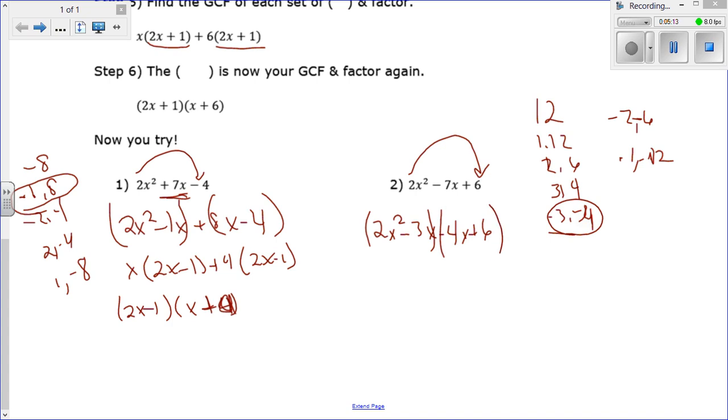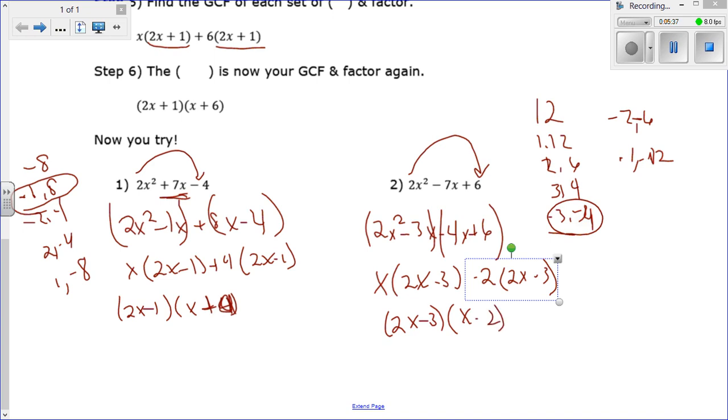Group. First set has an x in common, so I'm left with 2x minus 3. Second set has a 2 in common, and a negative 1 at that, so it's negative 2 times 2x minus 3. My parentheses match, which is a good thing, so they come out in front. And that's 2x minus 3, and my next one is x minus 2.